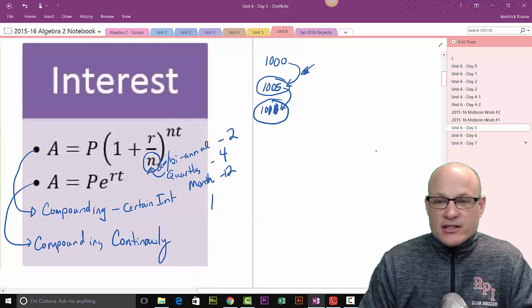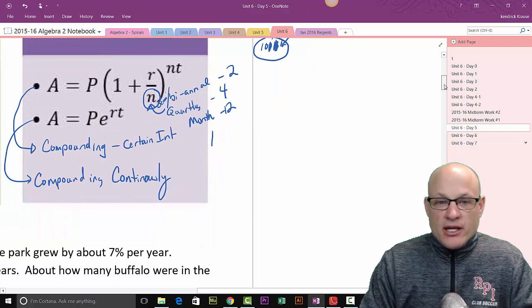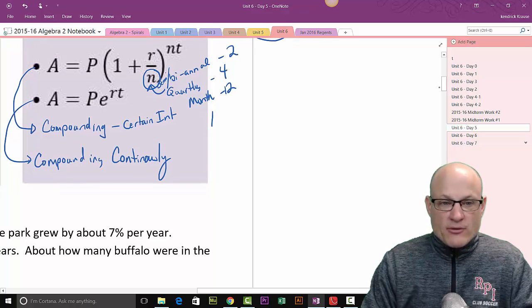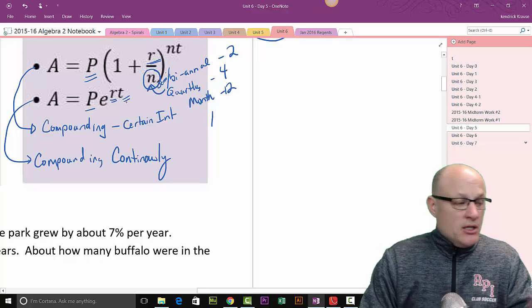What that means is it's always earning interest. You're just constantly earning interest on a larger amount, where P is the principal amount you start with. Say in my case, it was $1,000. R is the rate, and T is time.